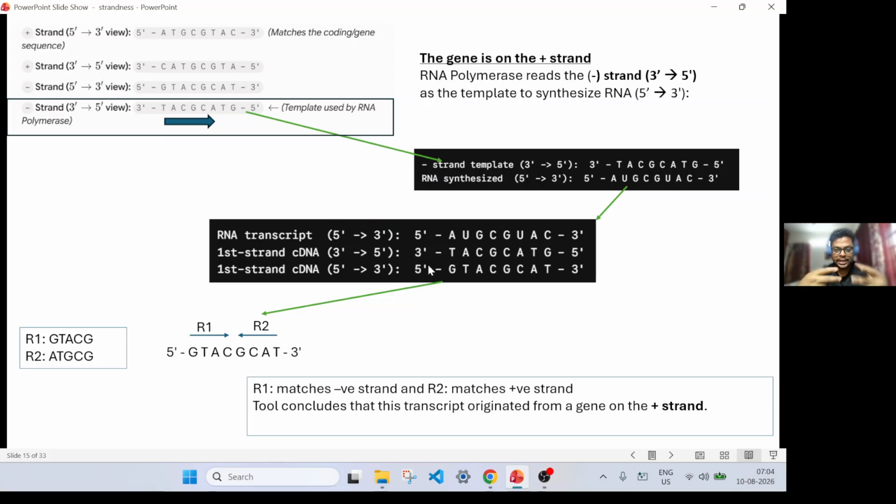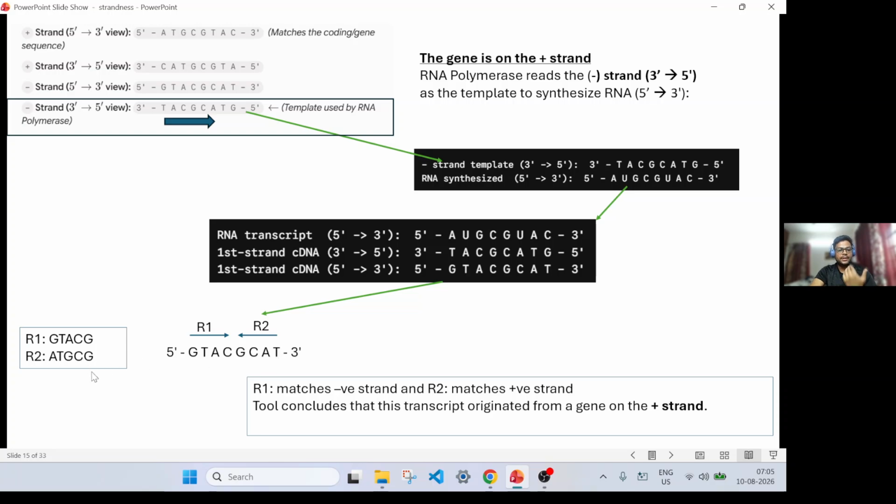So as I said, the matching would be very easy. Now you consider this first strand as the template. That's why, because you have to keep the 5' to 3' direction, the 5' to 3' of the cDNA sequence looks like this. Now when you do the sequencing, read one will be exactly from this direction, so it will be GTACG, while read 2 will be the reverse complement of this side. So that's what you will get as R2.